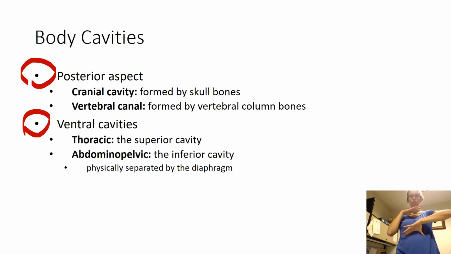So the abdominal pelvic is actually going to be made of two different cavities, the abdominal cavity and then also the pelvic. Abdominal is going to be a little bit more superior, pelvic will be a little bit more inferior, okay? And so within the abdominal pelvic cavity, what we have are the organs for digestion, we have the organs for the urinary system, as well as for the reproductive system.